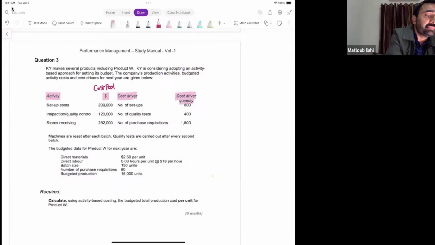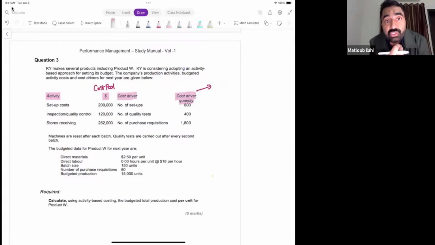As I told you, normally this calculation may be required sometimes. Okay, so setup cost is 200,000. Its driver is number of setups, and total driver quantity is 800.